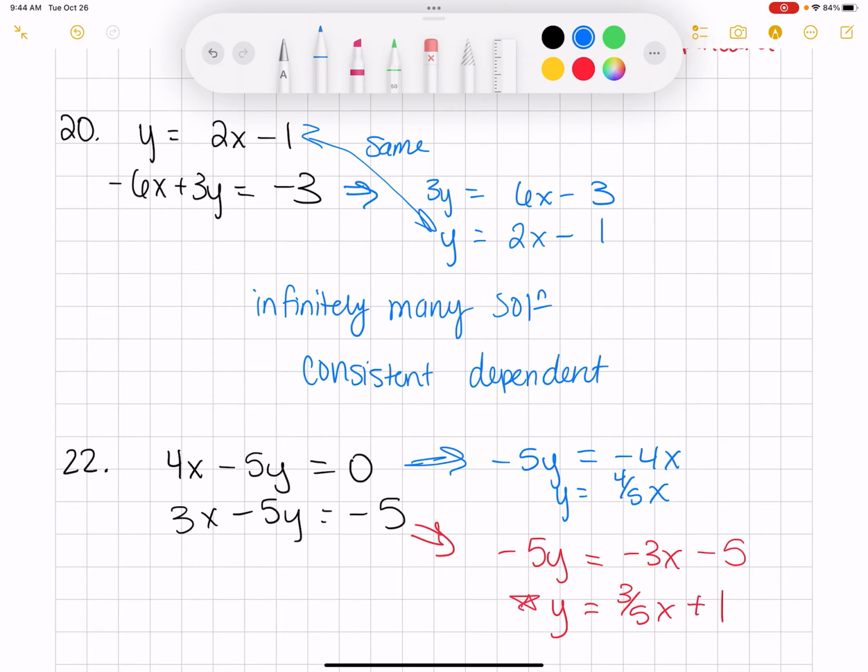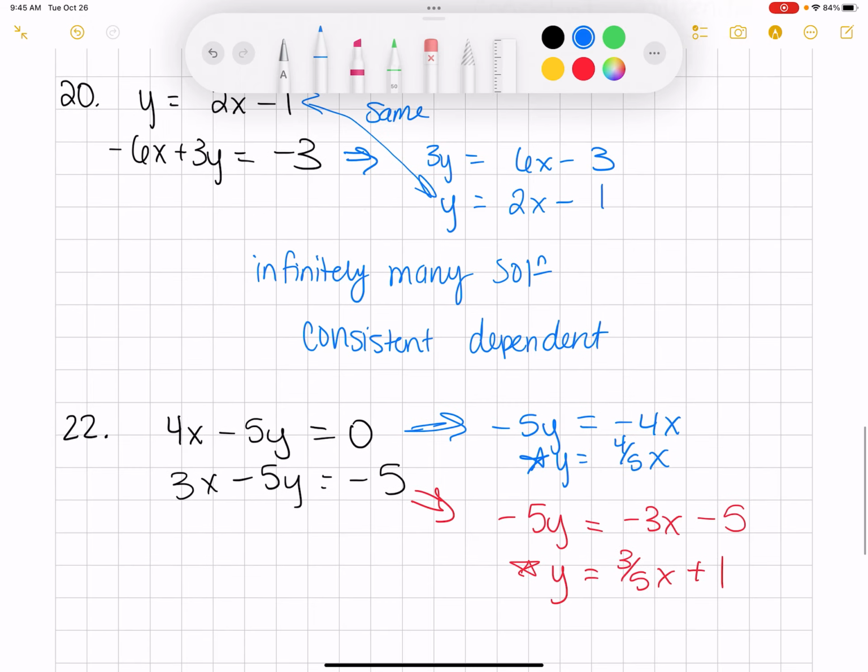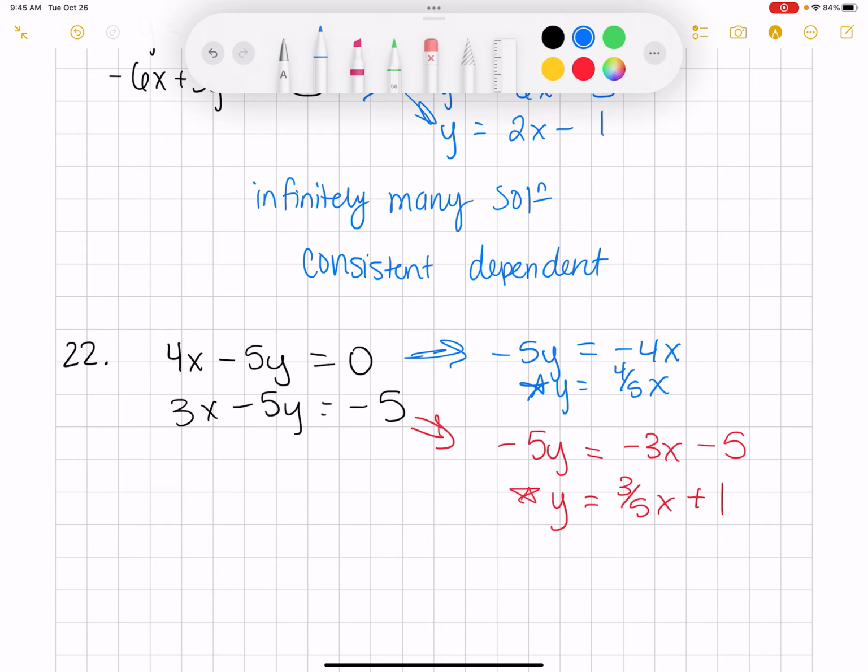So these are the two equations that I'm looking at. So based on that, what do we have? Consistent. Independent. Yep, consistent and independent.